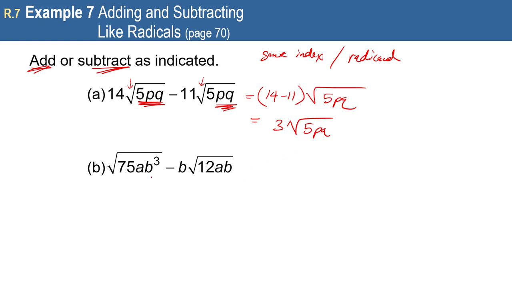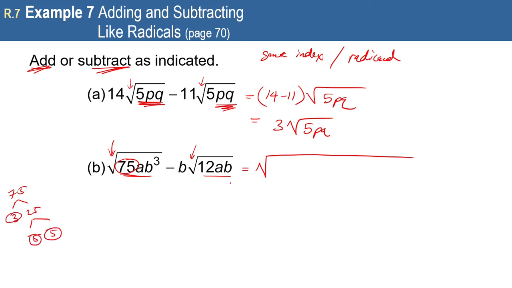For part B, the index is the same, but the radicals are different. So we need to simplify this a little bit before. Let's break down 75. 75 is 3 times 25, 5 times 5. So this can be written as 3 times 5 times 5 for 75. If you're not sure, multiply it out. Make sure it's 75. This is ab cubed for the first radical.